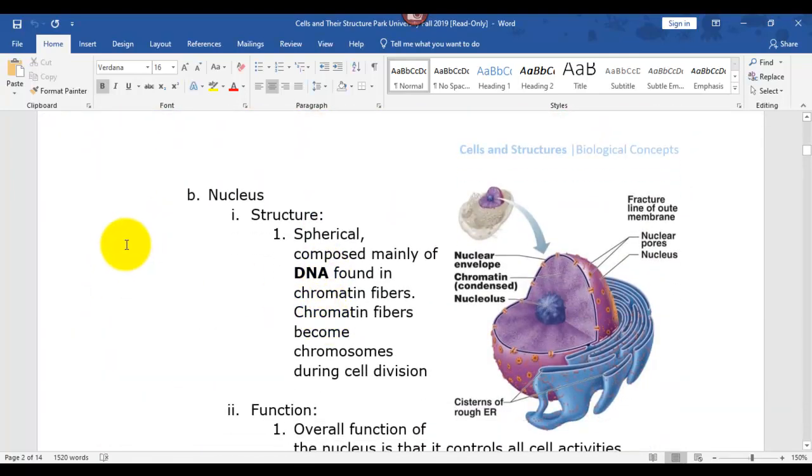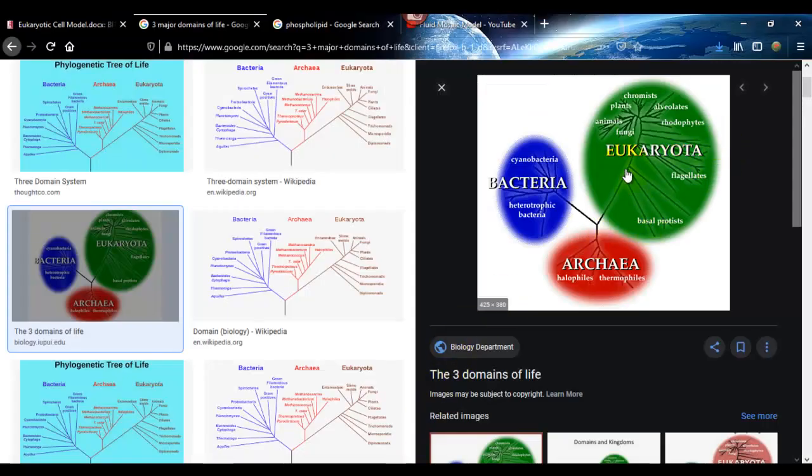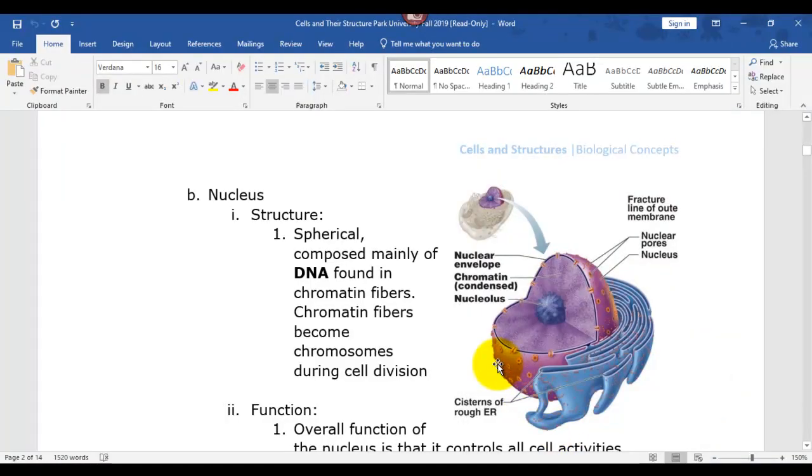So starting off, the nucleus. And like I said, this domain, eukaryota, or eukarya, I've always heard it. Those are cells with a nucleus. And you can see there's fungi, animals, plants, looks like chromatids, flagellates, little single-celled organisms. Any cell with a nucleus is under that domain.